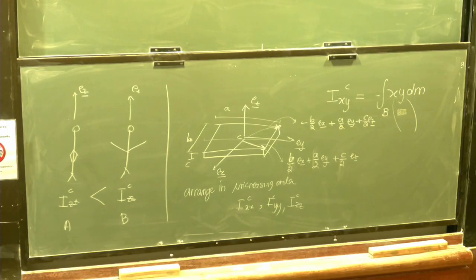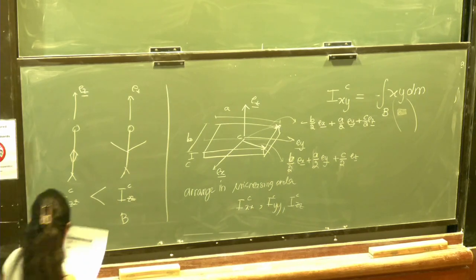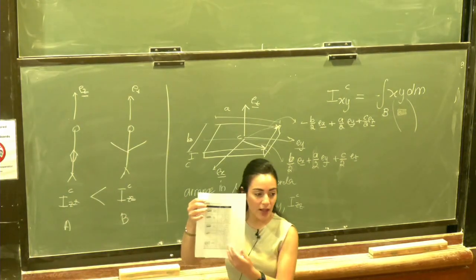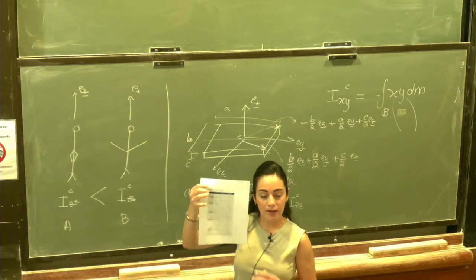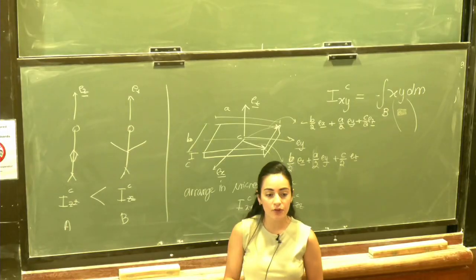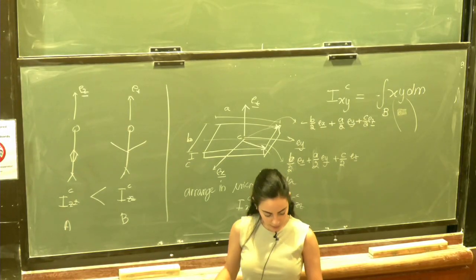So let us consider the shape that we were doing, the rectangular parallelepiped, and let us look at the tables and try to get their results. I'm looking at the first page. We want to write the inertia tensor for the rectangular parallelepiped.